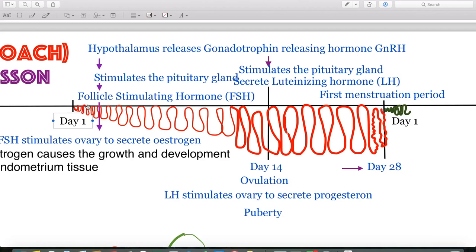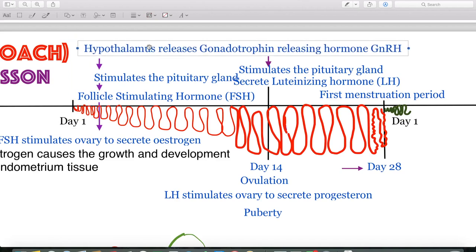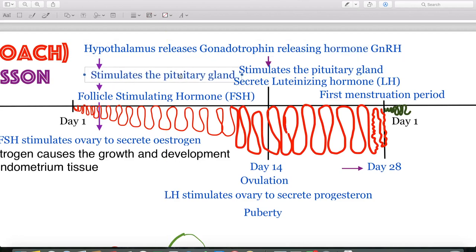Now, how does all this happen? One day before day one, there is a part in your brain known as the hypothalamus. It will release gonadotropin-releasing hormone. Now, what is this gonadotropin-releasing hormone all about? It is secreted by the hypothalamus, and we call it GnRH here. What does it do? It stimulates the pituitary gland.